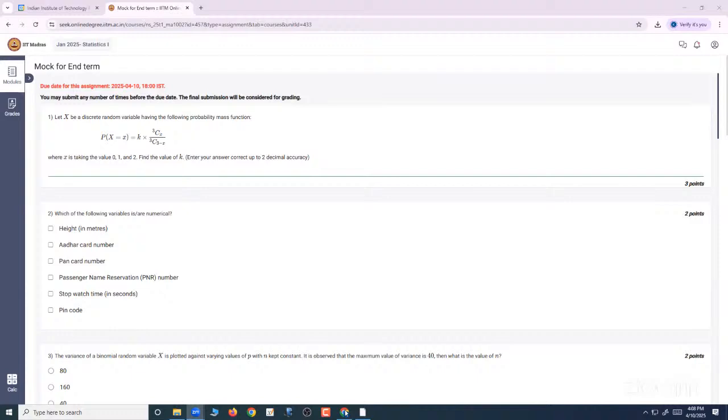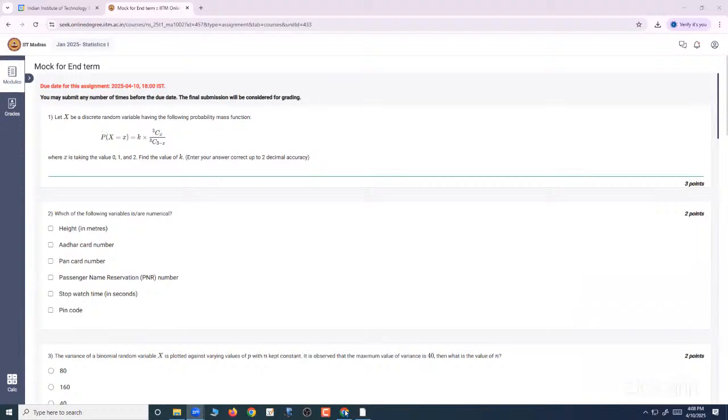Calculations. We can do all arithmetic calculations. So can you tell me which of the variables are numerical here? Height and stopwatch time. And what about the others? Others are categorical variables, ma'am.